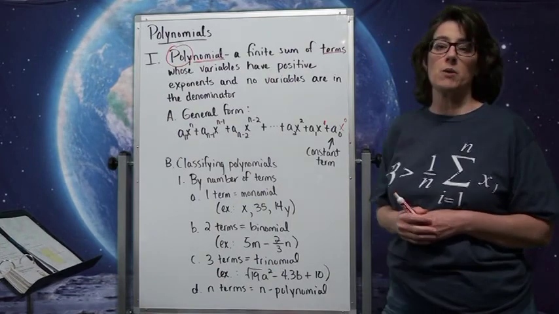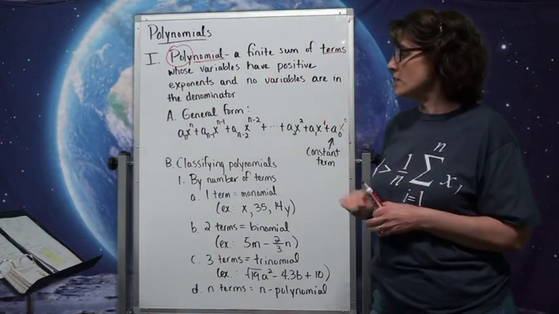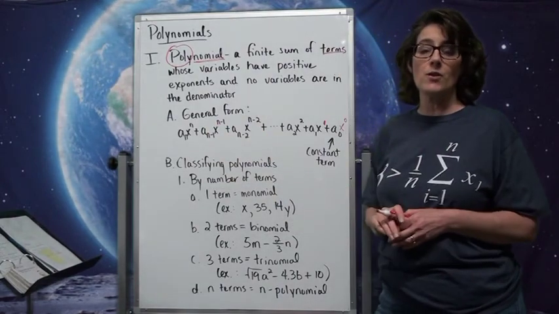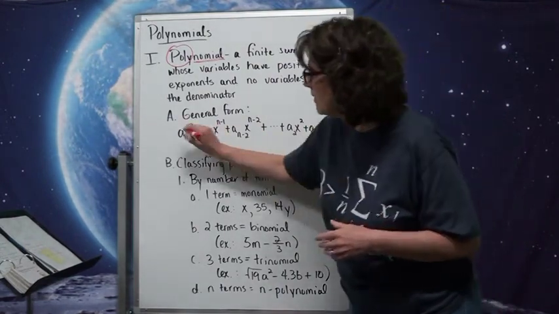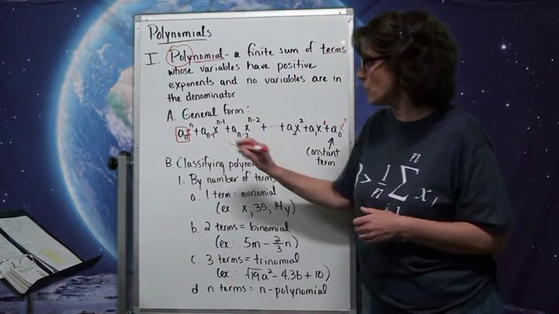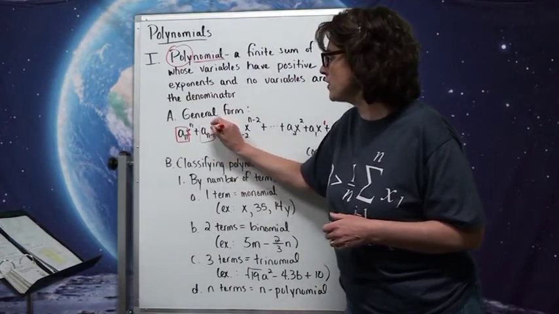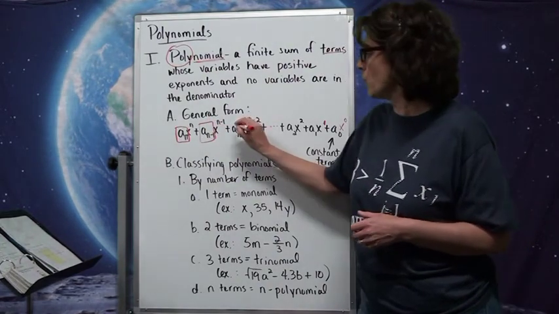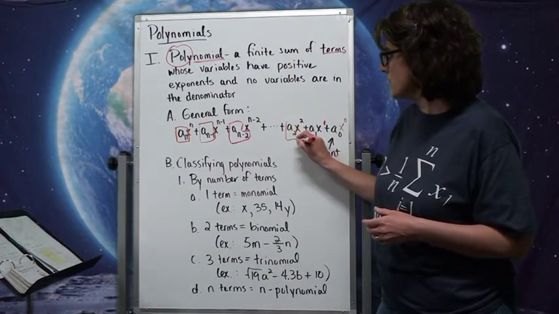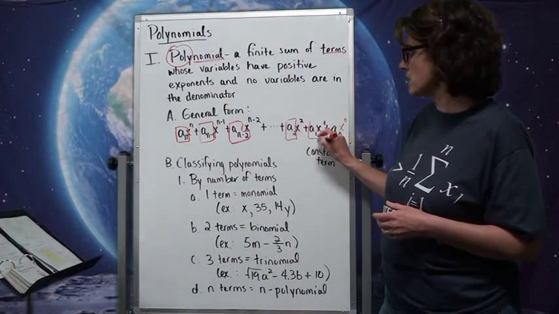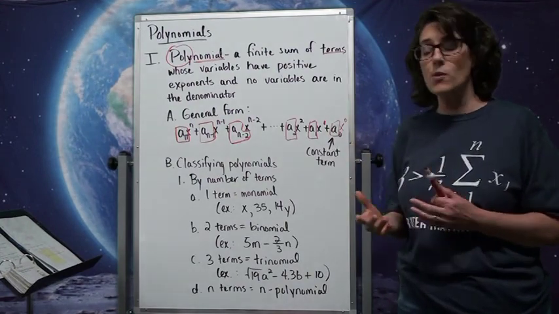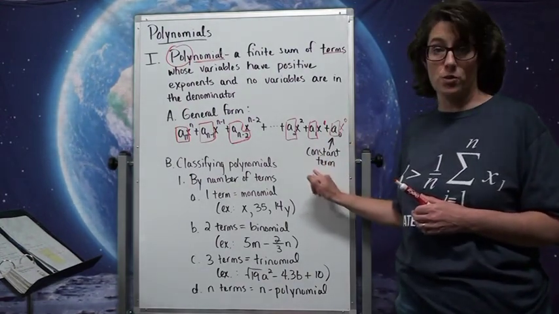So subscript, exponents. Basically the only thing that's truly a variable in this is all of these x's. This right here is the coefficient for the x to the n power term. This is the coefficient for the x to the n minus 1, and this is the coefficient for the x to the n minus 2. This is the coefficient for the x squared. This is the coefficient for the x to the first power, and this is the coefficient for the x to the 0 power. Basically, this is a constant term.